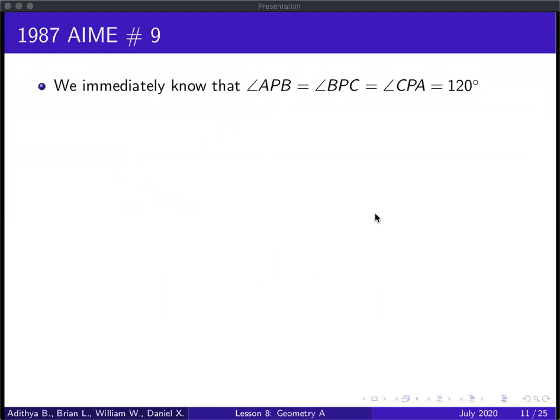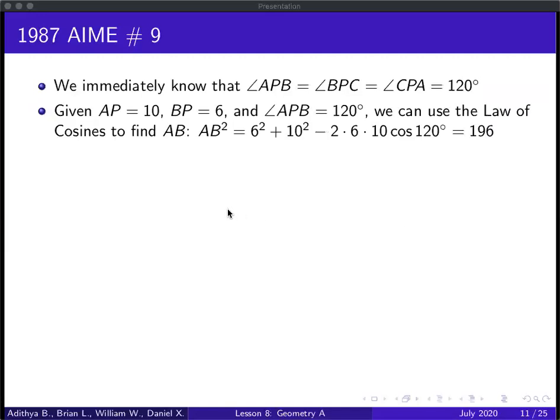And so given this, the problem already said that AP is 10 and BP is 6. And we have the angle between them, APB is 120 degrees. So we can just use the law of cosines as suggested to find the value of AB. And so AB squared is 6 squared plus 10 squared minus 2 times 6 times 10 times cosine 120. And so that comes out to 196. And that means that AB is 14.